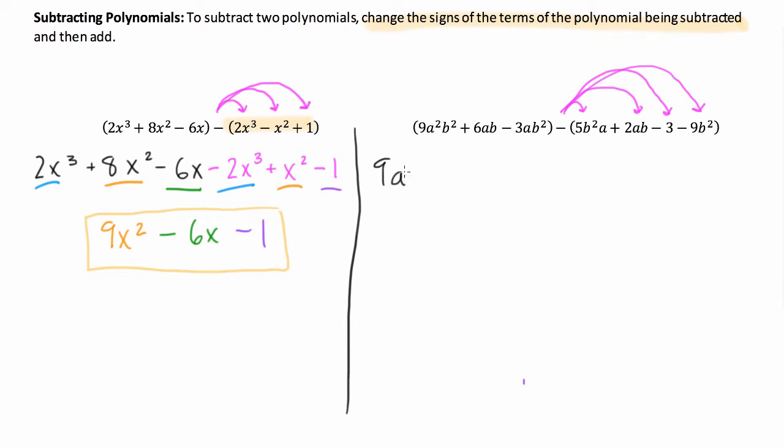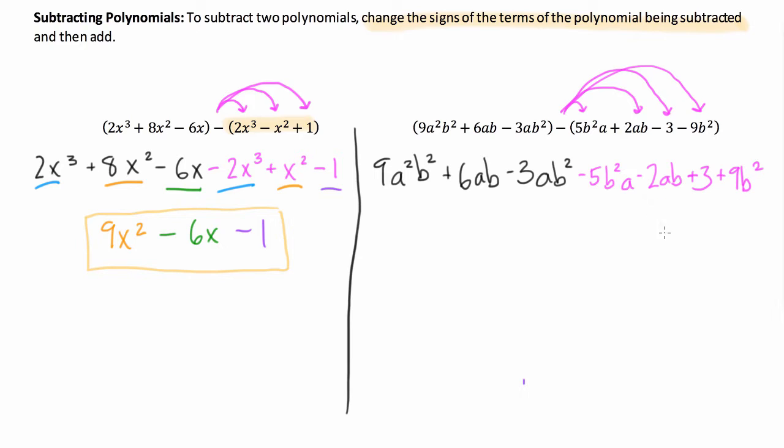So I have 9a squared b squared plus 6ab minus 3ab squared minus 5b squared a minus 2ab minus, plus, I almost did it, plus 3. So that should be minus. This plus turned to a minus. This minus turned to a plus. And then this minus is going to turn to a plus 9b squared.